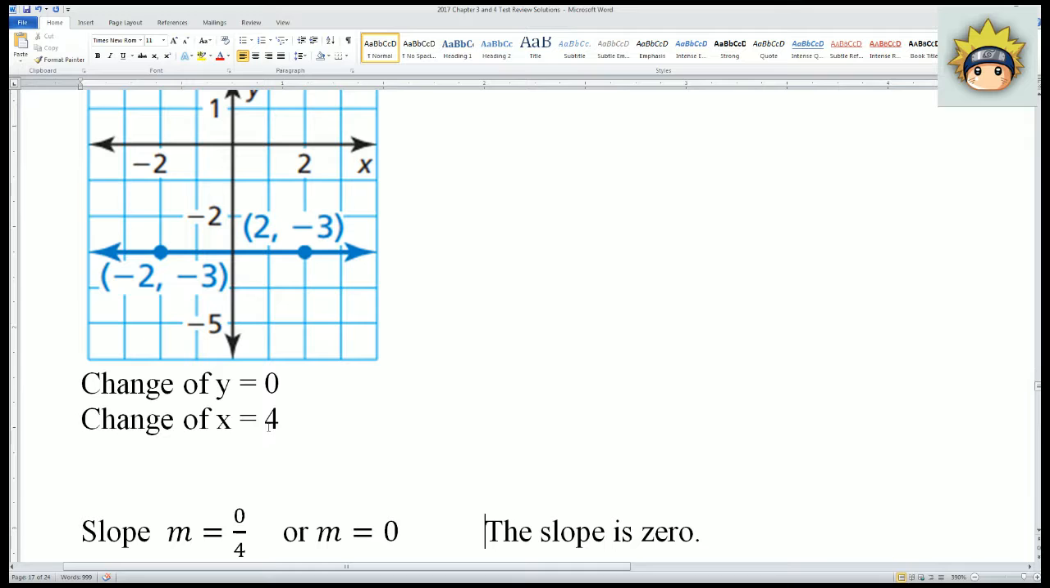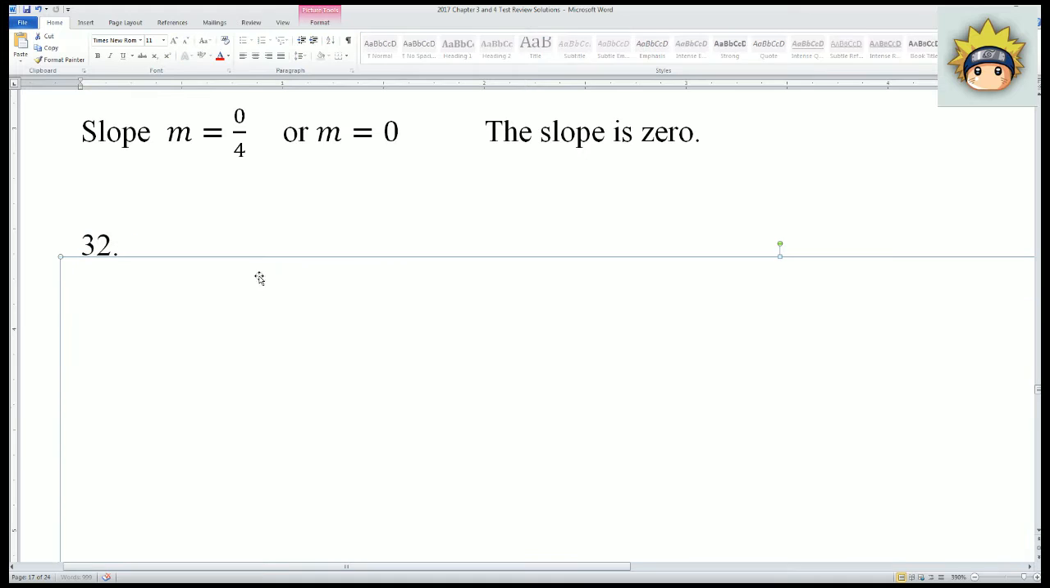Okay, I made a little mistake here. Please be aware the change of x is equal to 4. You're going from this point to this point. Count it. 1, 2, 3, 4. Alright. Next, 32.